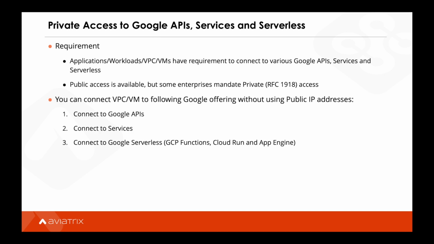You have an option to connect your virtual machines or your VPCs to these Google offerings without using public IP addresses. So you can connect to Google APIs, you can connect to Google services, or you can connect to Google serverless, such as Cloud Functions, Cloud Run, or App Engine, using private connectivity.